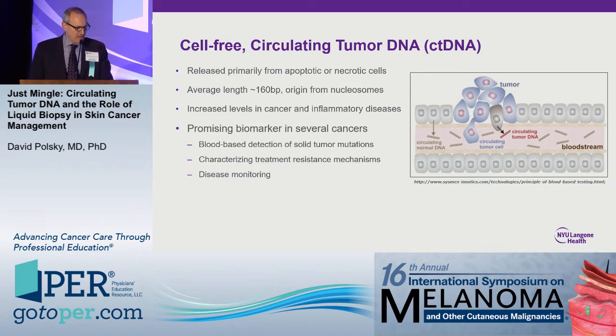And it's a promising biomarker in several cancers for the blood-based detection of solid tumor mutations, also to characterize treatment resistance mutation mechanisms and disease monitoring. And I just want to remind you, I will not be talking about circulating tumor cells. That's another area of what you can look for in the bloodstream, but that's not as advanced in melanoma, so I'll be focused on circulating tumor DNA.